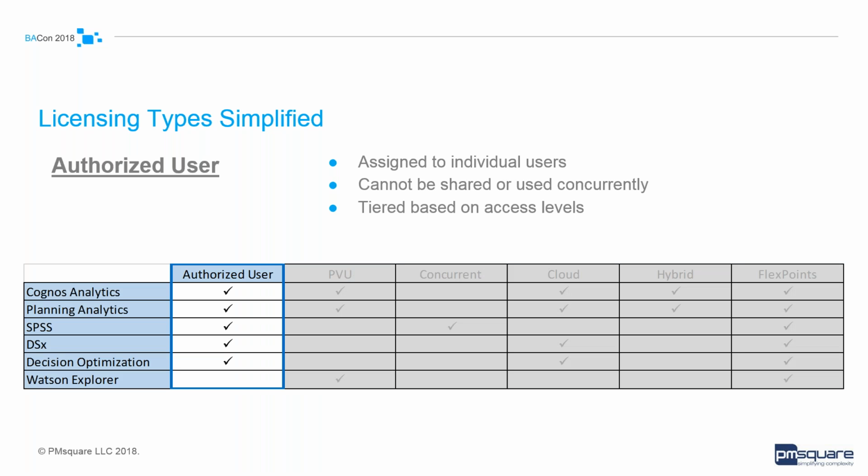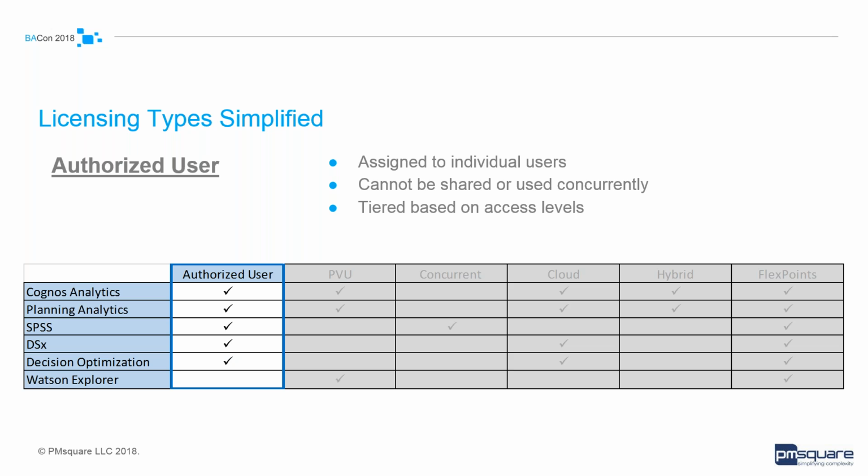I want to keep referring back to this grid and really tying each license model to specific products within the data science and business analytics portfolio, and letting you know which products are available at which license tier. So for authorized users, Cognos Analytics, Planning Analytics, SPSS, data science, and decision optimization are all available in this model. Again, it's the most common and the most widely used license type. As you can see, almost all of the products within the DS and BA portfolio are offered with the authorized user license model. A couple of pros and cons of this particular license type.